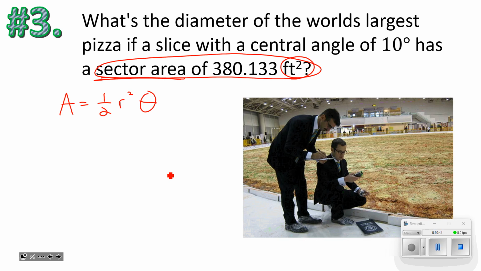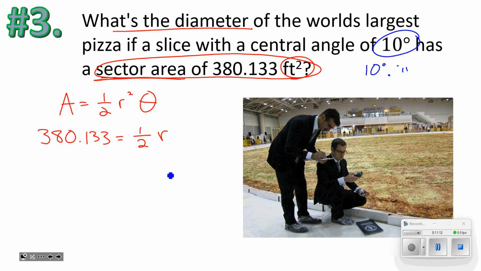The area A equals 380.133. What is the diameter is what it's asking me. So if I know the radius, I double it to get the diameter. The radius I do not know right now. And then theta, central angle of 10 degrees. Be careful again, that is in degrees. I need to convert that into radians, so times pi over 180. So my theta value, I'm going to simplify it. If these degrees cancel and the zeros cancel, it's just pi over 18.